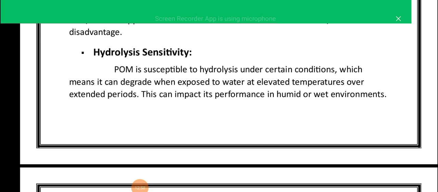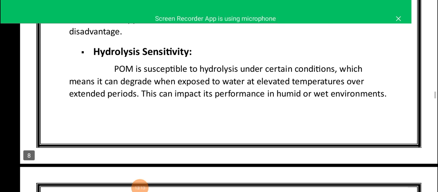Hydrolysis sensitivity. Polyoxymethylene is susceptible to hydrolysis under certain conditions, which means it can degrade when exposed to water at elevated temperatures over extended periods. This can impact its performance in humid or wet environments.